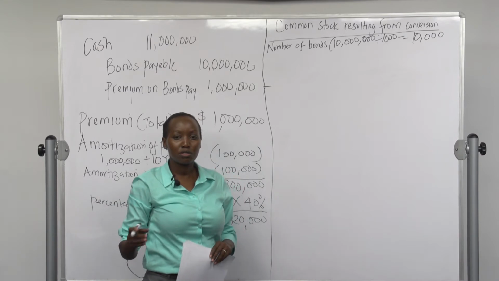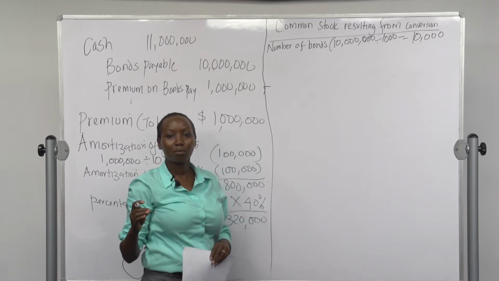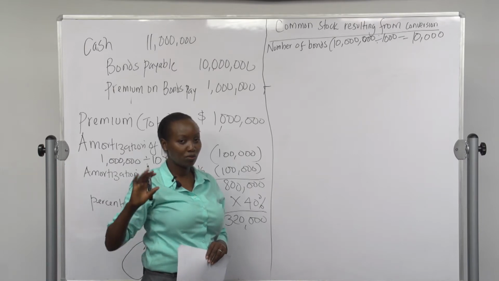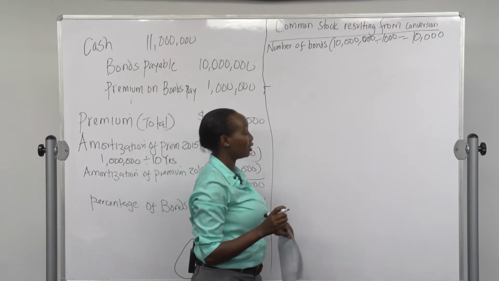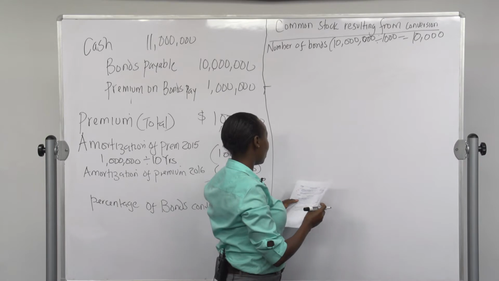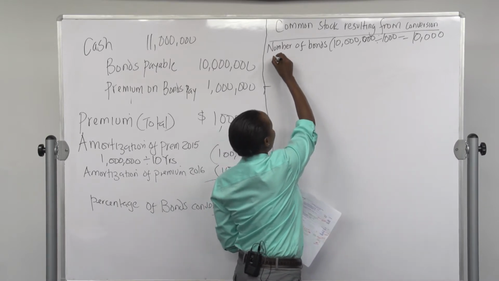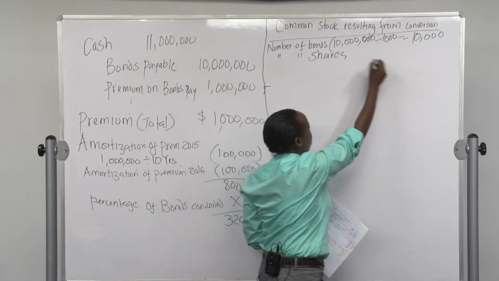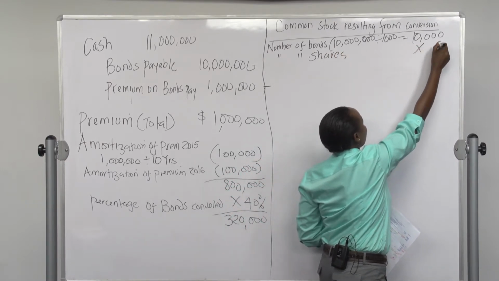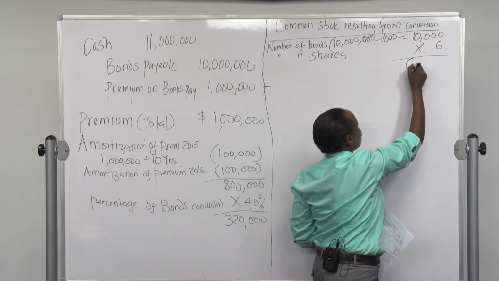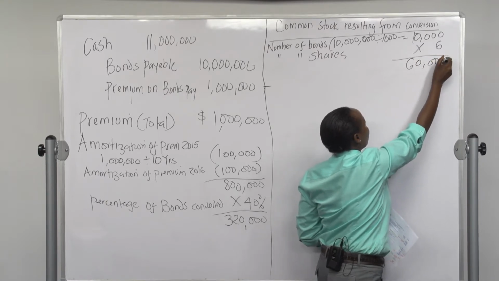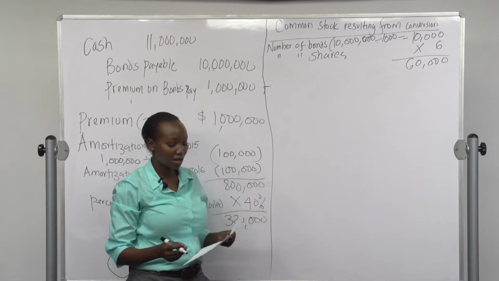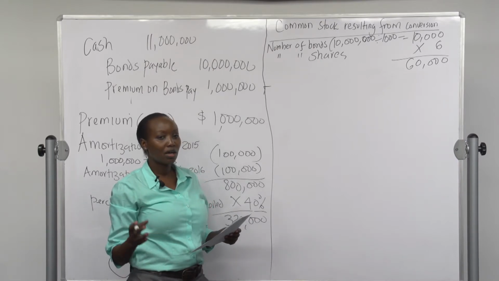Each of those bonds, from the information in the question, can be converted into 6 shares. That was before the split. So the number of shares for each bond is 6, and we're going to multiply this by 6. So if everything is converted, we will end up with 60,000 shares.